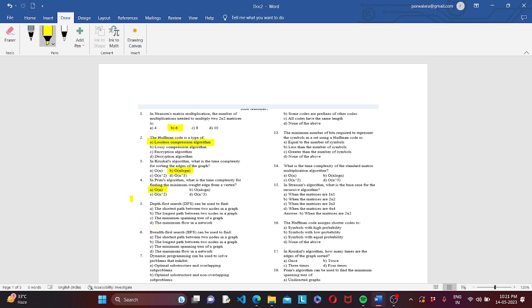Question number 5 is in DFS, which is depth first search, can be used to find. So it is used to find the longest path between the two nodes in the graph. So here we will see option B, which says exactly the same, to find the longest path between the two nodes in a graph. Now the next question is just the opposite of that, which is breadth first search, in which we have to find the shortest path.